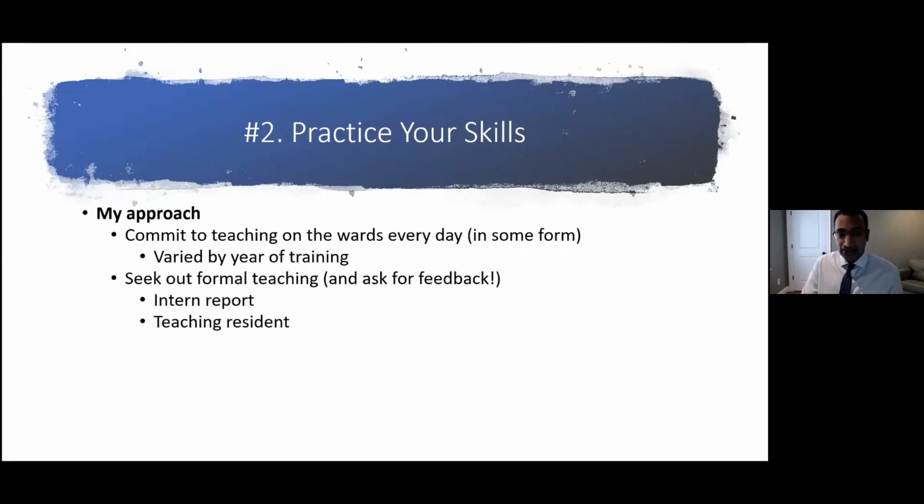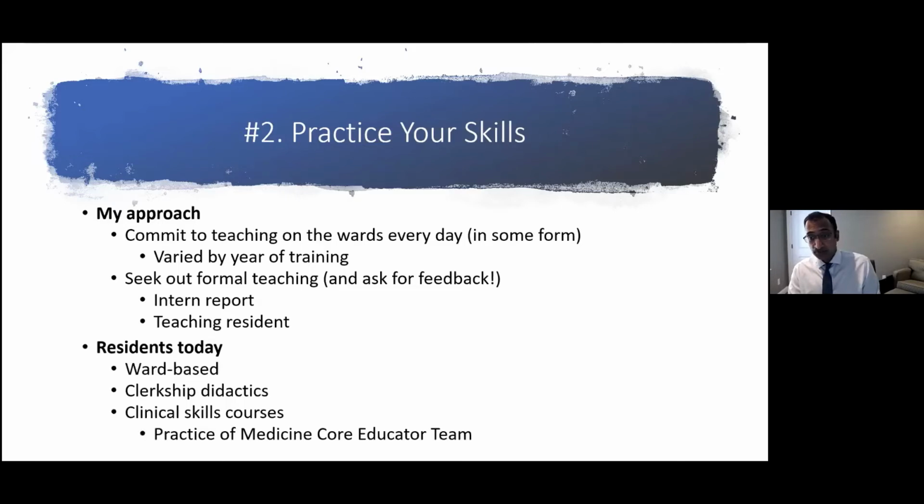So as a resident, my approach was also to seek out formal teaching. So again, there's the ward-based teaching, but also there were opportunities to teach more formally through various opportunities. So one was intern report, where you present a case and walk interns through a certain topic. There's also the teaching resident rotation as a senior resident, where you end up doing some formal teaching with students, as well as morning reports. And for today, I think it's similar in that there's ward-based teaching, but I think increasingly so we are having residents participate in clerkship didactics. So if you're a resident interested in medical education, reach out to the clerkship leadership team in whatever field you're in.